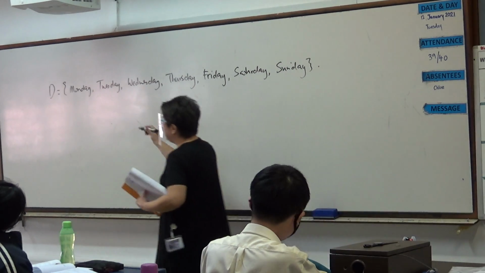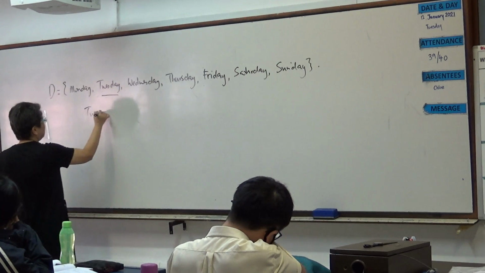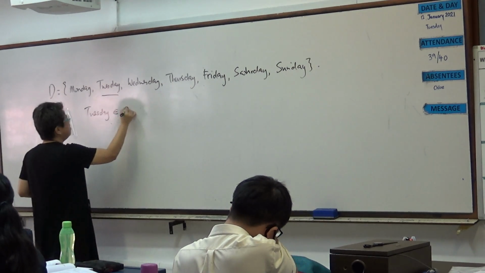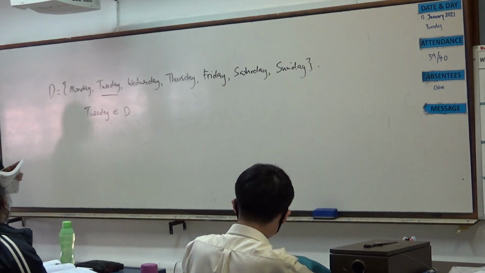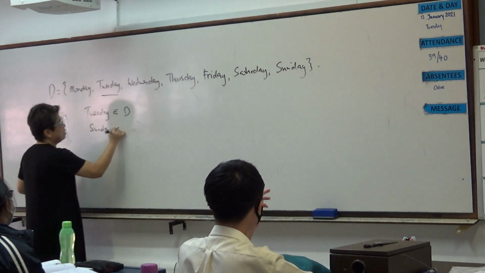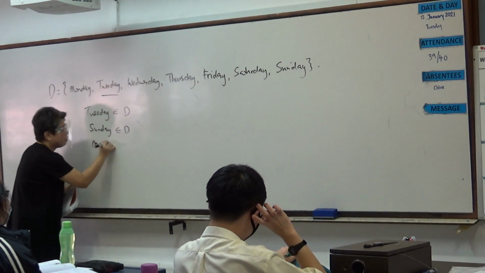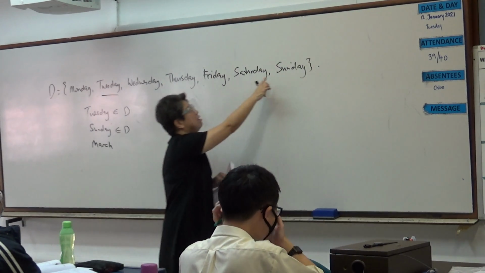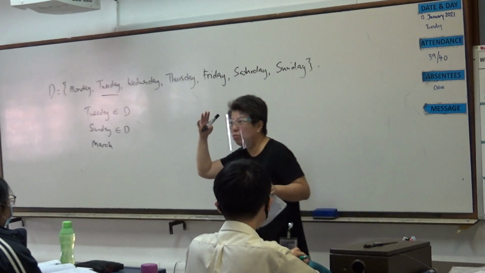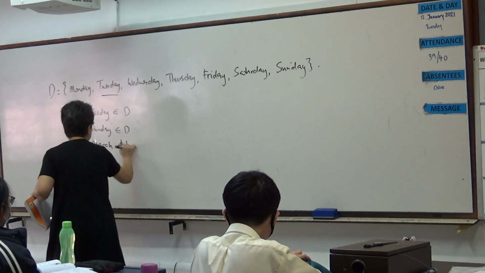Tuesday. Did you see the word Tuesday here? Yes. So, Tuesday is an element of D, like that now. Next, Sunday is an element of D. Okay? Then you look at March. Do you see any March down here? Mind the spelling, you know. Don't think of the calendar. So this is not an element of D.